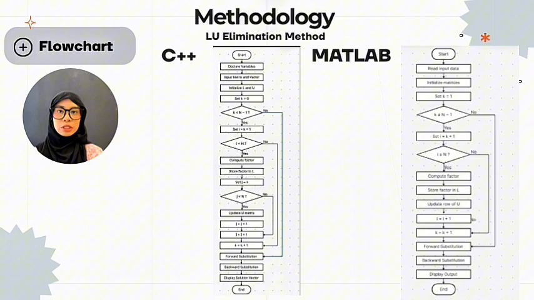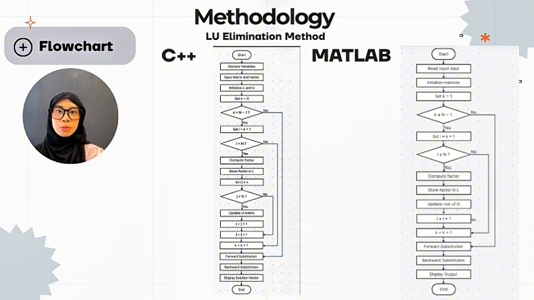Now, this slide shows the overall program flow for solving a system of linear equations using algebraic decomposition, implemented in both C++ and MATLAB. In both implementations, the program begins by reading the required input data, including the coefficient matrix A and the measurement vector B, which together define the linear system AX equals B. The necessary matrix and vectors are then declared. Next, the matrices are initialized in the same way for both programs. The lower triangular matrix L is set as an identity matrix, while the upper triangular matrix U is initialized as a copy of matrix A.